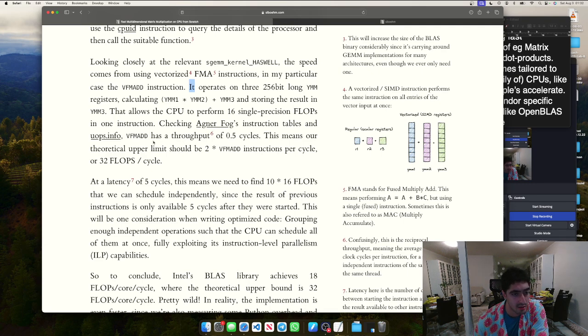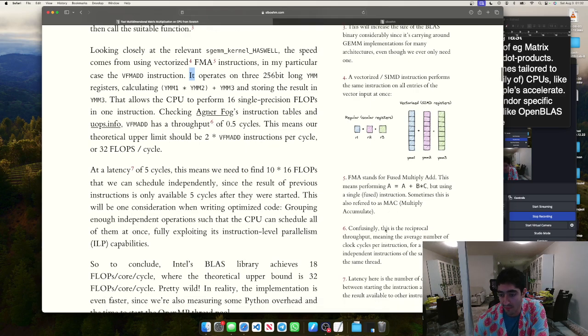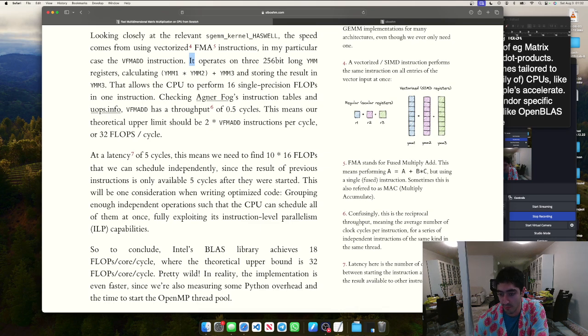VFMADD has a throughput. Confusingly, this is the reciprocal throughput, meaning the average number of clock cycles per instruction for a series of independent instructions of the same kind in the same thread. At a latency of 5 cycles, this means we need to find 10 times 16 flops that we can schedule independently. Since the result of previous instructions is only available 5 cycles after they were started, this will be one consideration when writing optimized code.